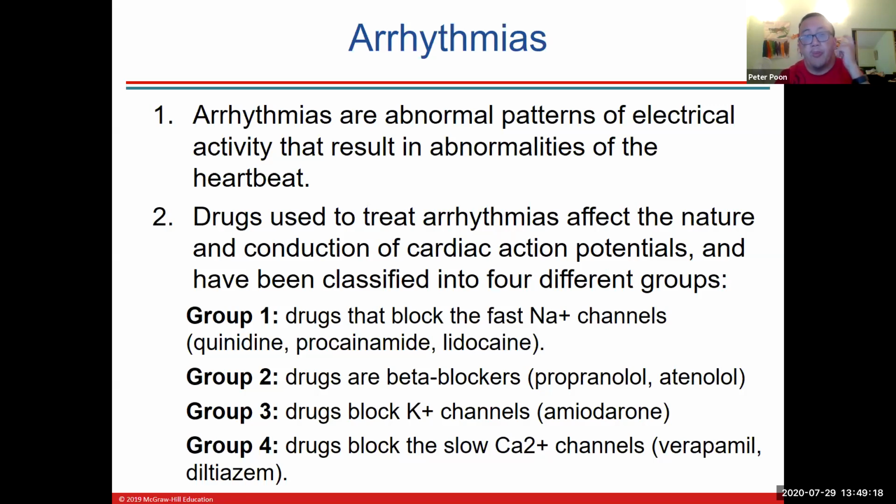Arrhythmias. So arrhythmias are abnormal patterns of electrical activity that result in abnormalities of the heartbeat. Okay. So there are the 4 drugs, and you read about what they do here.